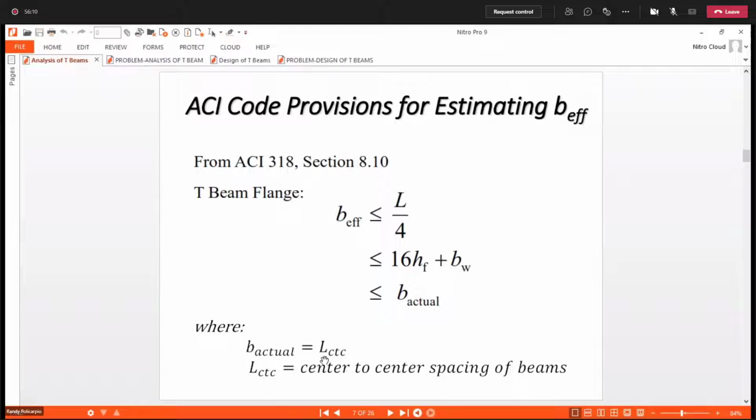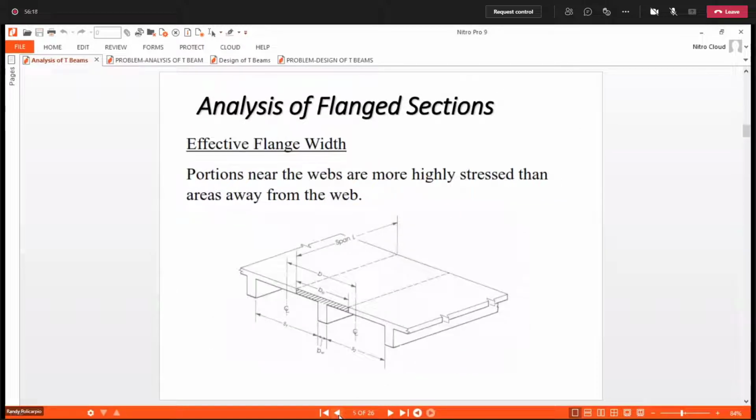So, B actual is actually the center to center spacing of beams, no? So, ano yung center to center? Ito, no? If we have here three succeeding beam, no? Okay, the center is actually measured from yung center to center, no? It is measured from the midspan, okay? Ditong onto the left, no? Onto the left, considering this middle beam, no?